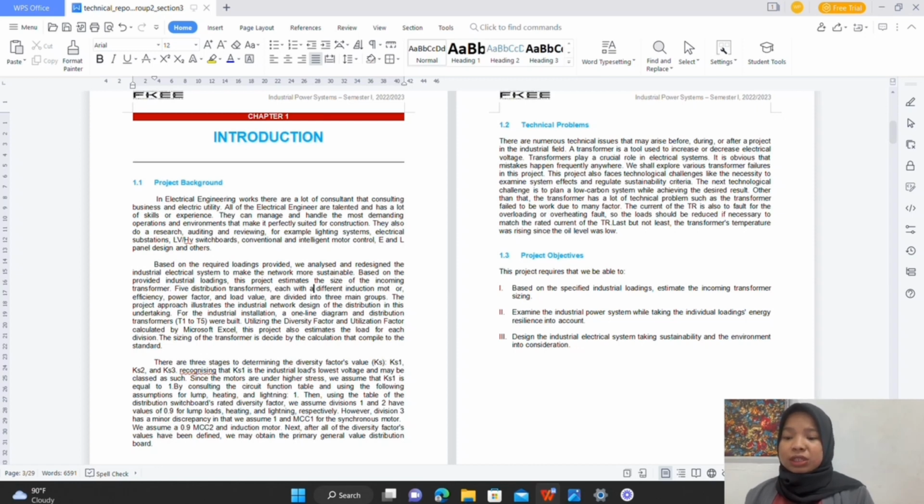And then the project objectives: first, specify the industrial loading and estimate the incoming transformer sizing. Next, to estimate the industrial power system while taking the industrial loading and energy resilience into account. And lastly, design the industrial electrical system taking sustainability and the environment into consideration.